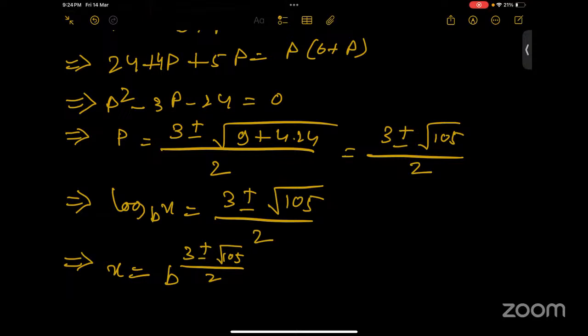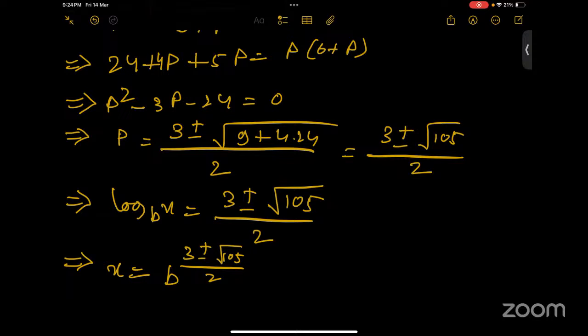X will never be negative. It is always positive here. So you can take the positive value, you can take the negative value, no problem. X will always be positive and the value of x is b power 3 plus minus root over 105 by 2. So this is the basic process. If you have this type of equation, you have to solve it using these steps.